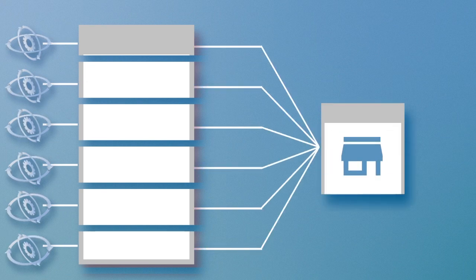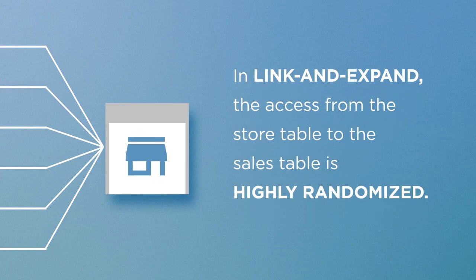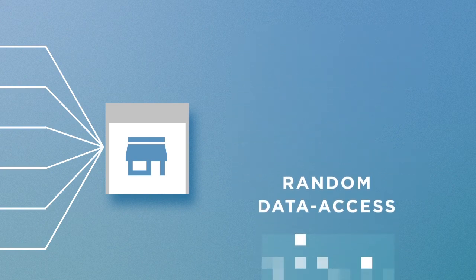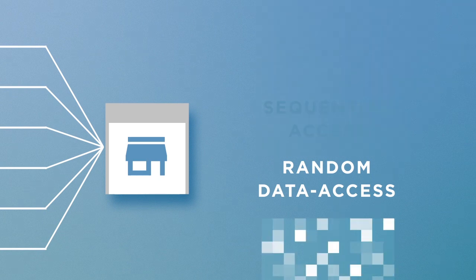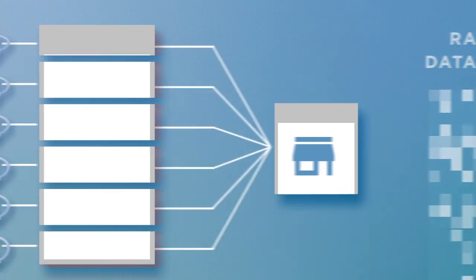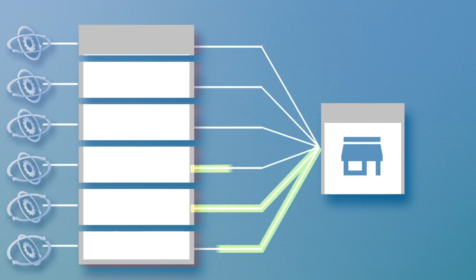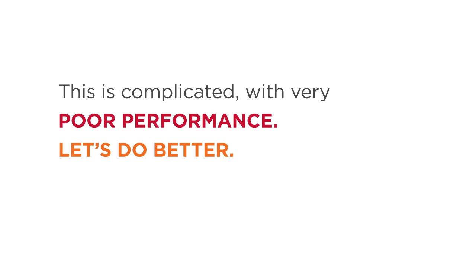The sales table has many segments and sub-processes. By starting here, the link can be performed in parallel by multiple sub-processes, fully leveraging the platform. Most often, we link in tables to access field values from the foreign table. In link and expand, the access from the store table to the sales table is highly randomized. Random data access is slower than sequential access. Random data access across large quantities of data is even slower. By starting with the sales table, our access pattern on the sales data becomes sequential, resulting in better performance. This is complicated, with very poor performance.